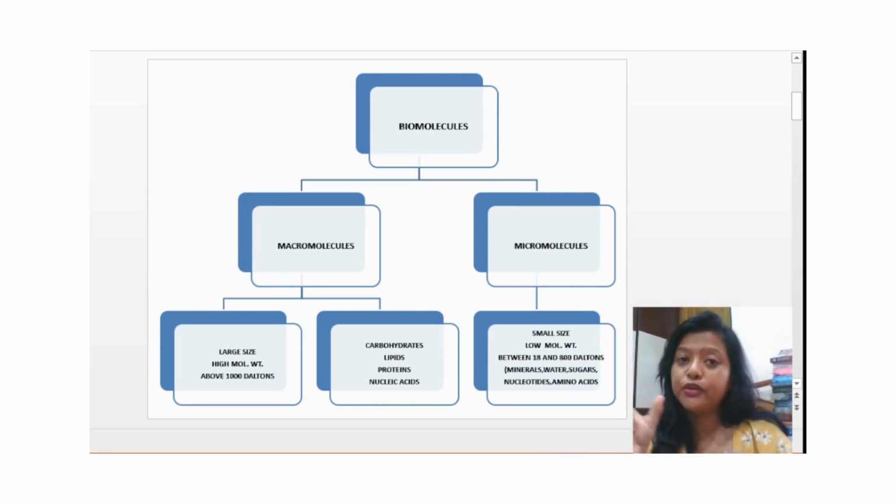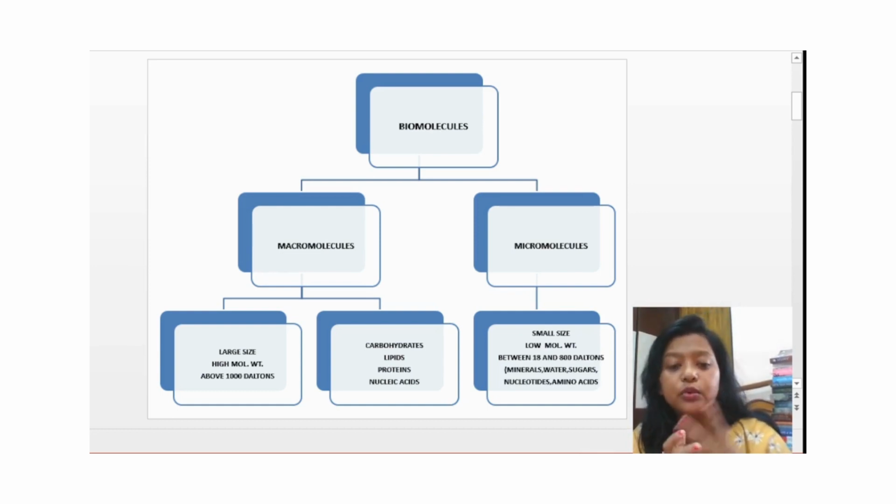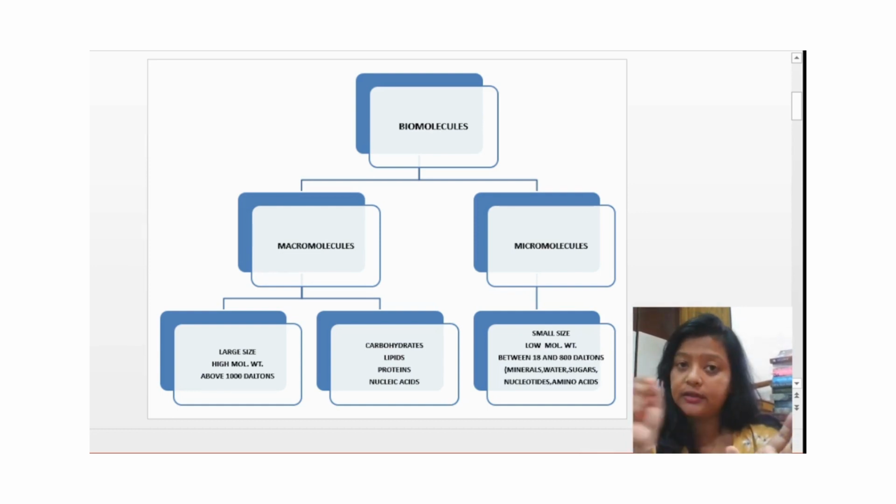See, biomolecules. Bio means living. Molecules means the compounds which are present in the living organisms. Macro and micro. Macro means the large size ones, and micro means small size ones. I've divided it into two points. Number one is the size and structure. You can see macromolecules are large in size, and the molecular weight is higher. If you see the weight here, micromolecules are 18 to 800 daltons and macromolecules are above 1000 daltons. This is the basic difference between macro and micro.